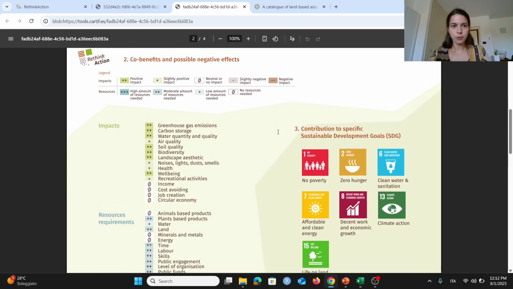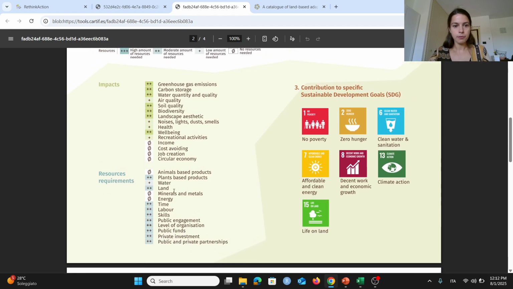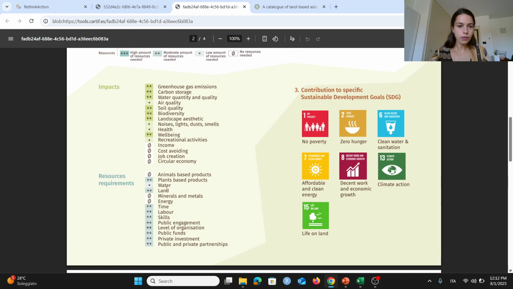Then again, an assessment of the co-benefits and possible negative effects, and a contribution to the Sustainable Development Goals. In this case, we can see that reforestation and afforestation have a positive impact on greenhouse gas emissions, carbon storage, water quality, so mostly positive effects, in some cases neutral or no impact, but generally positive. And the resources needed for the implementation of this measure are water, land, time, labor, so some resources are needed.